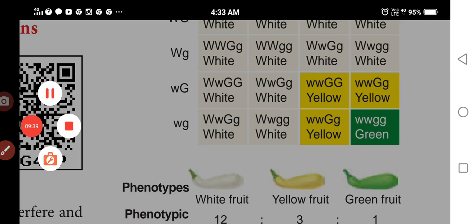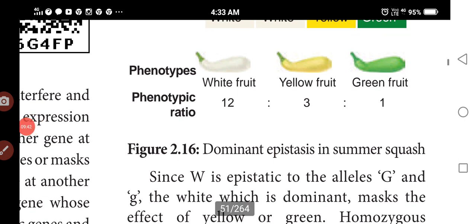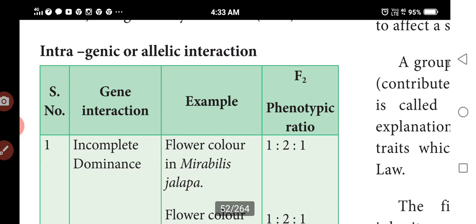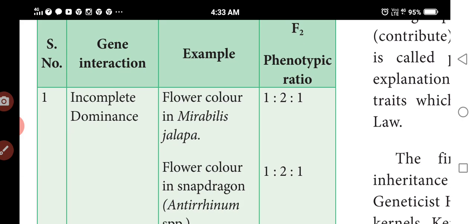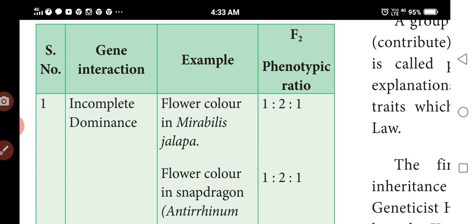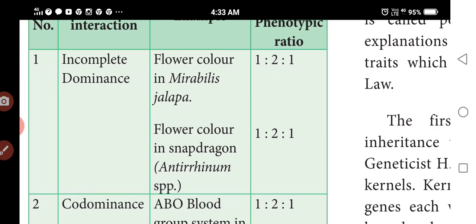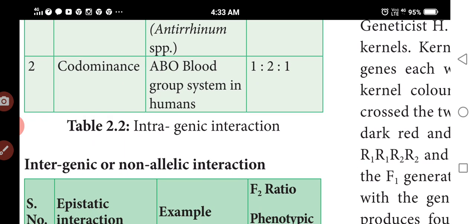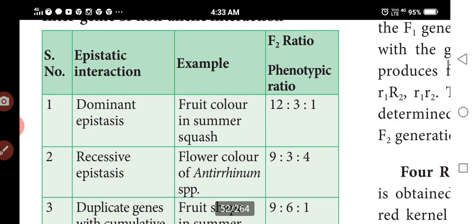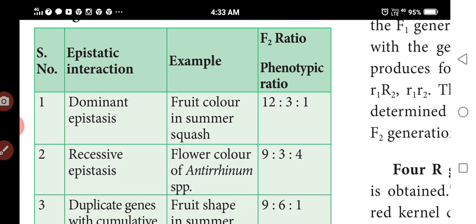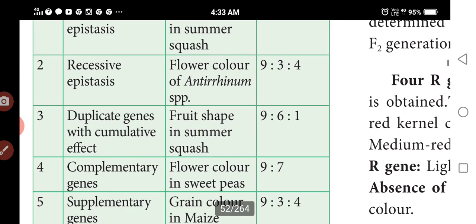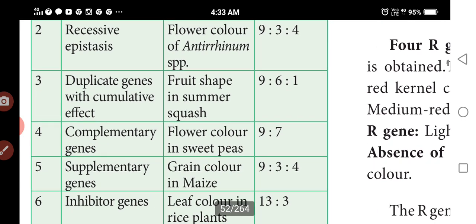Next we discussed this: phenotypic ratio, white fruit 12:3:1. Next are intragenic interactions and intergenic interactions. Finally, gene interaction examples: incomplete dominance, phenotypic ratio 1:2:1, in snapdragon as well as Mirabilis jalapa. Co-dominance, ABO blood group, 1:2:1. Dominant epistasis, fruit color in summer squash, 12:3:1. Recessive epistasis, 9:3:4. And duplicate genes with cumulative effect, fruit shape in summer squash, 9:6:1.